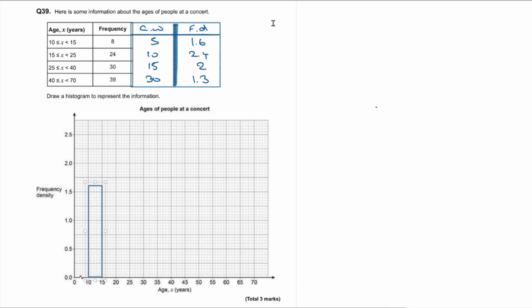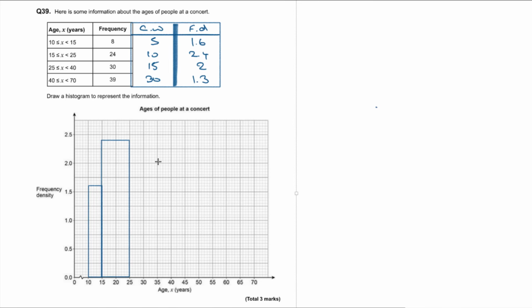Okay. Then the next one, which is at 2.4, that's going to be 2 little boxes below 2.5, isn't it? So if I start from there, and I draw down, so from 15 to 25, a height of 2.4, that looks good. And then 2, that's a little bit easier to draw. I think I can manage that.